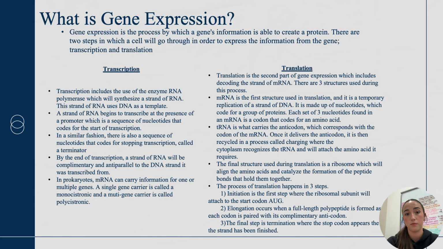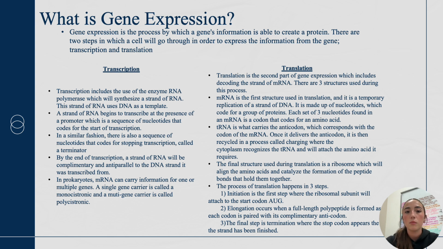And by the end of transcription, a strand of RNA will be complementary and antiparallel to the DNA strand that it was transcribed from. In prokaryotes, mRNA, which is messenger RNA, which I'll get to later, can carry information from one or multiple genes. The single gene carrier is called monocistronic, and the multi-gene carrier is called polycistronic.